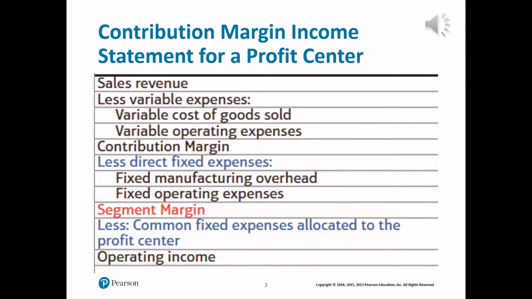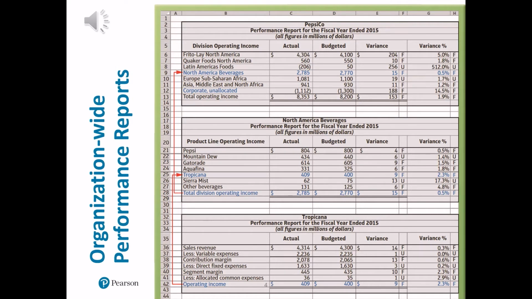This is our contribution margin income statement. You need to be able to calculate the contribution margin, and you also need to be able to calculate and understand what the segment margin is and how the segment margin is used. You will need to be able to calculate the variance on performance reports and identify whether those variances are favorable or unfavorable.